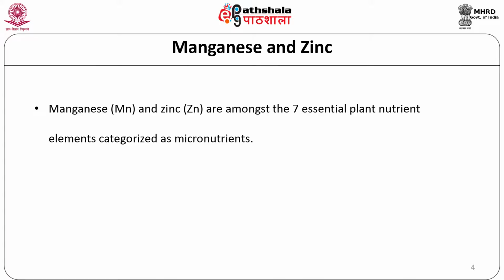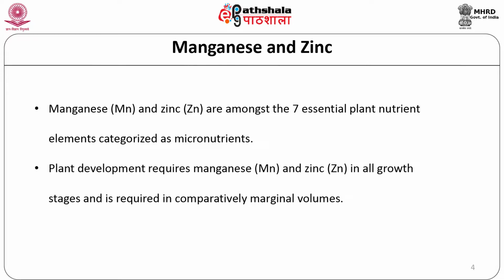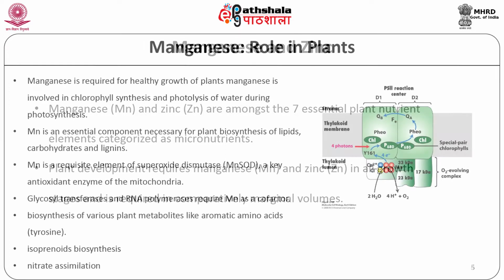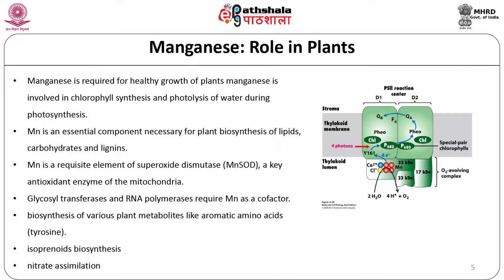Manganese and zinc are amongst the 7 essential plant nutrient elements classified as micronutrients. Though required in small amounts, plant development requires manganese and zinc in all its growth stages. Manganese takes a significant role in various plant metabolic processes.